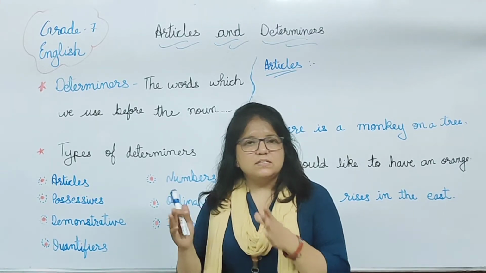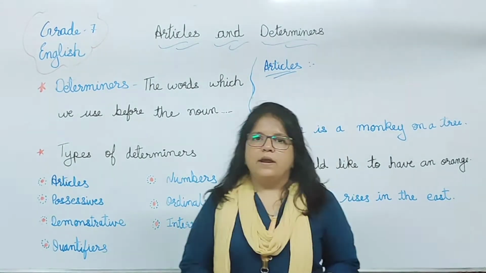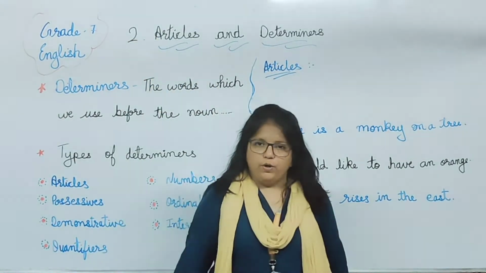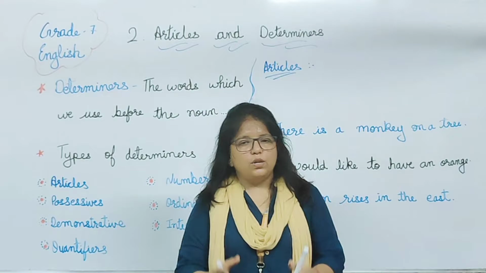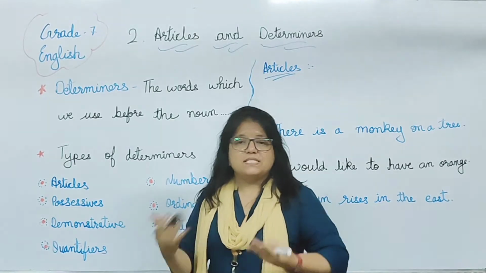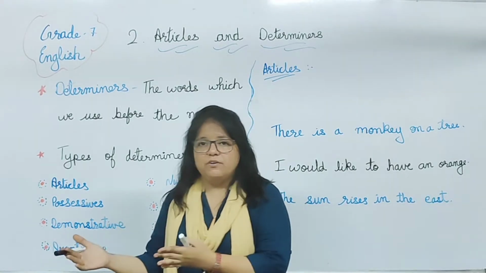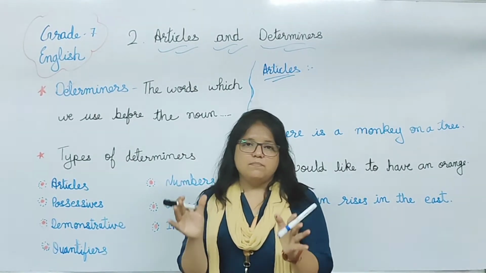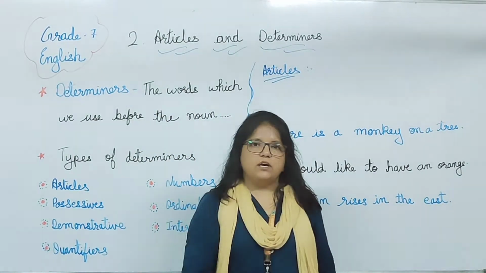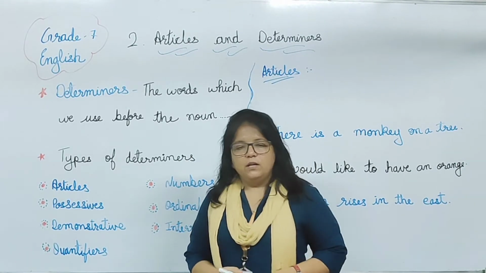In this lecture we are going to cover Chapter 2 from your Grammarly textbook, that is articles and determiners. This is our second chapter in our book. Now, articles and determiners: we all know that determiners means the words which we use before the noun to specify whether we are using it as general or whether we are specifying, to add more meaning to the noun. We use determiners before the noun to specify whether we are speaking about a specific thing or not.